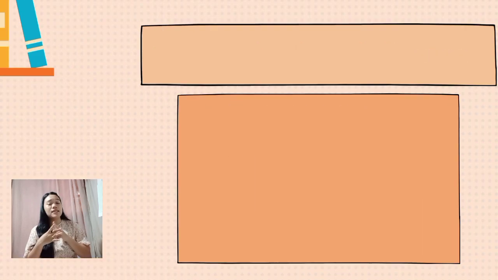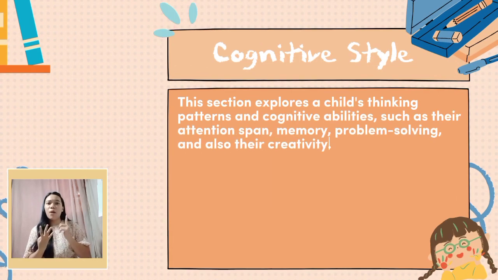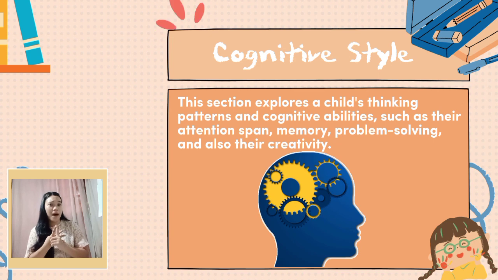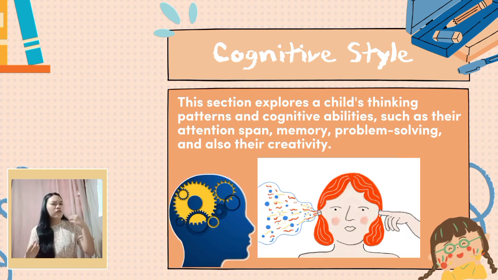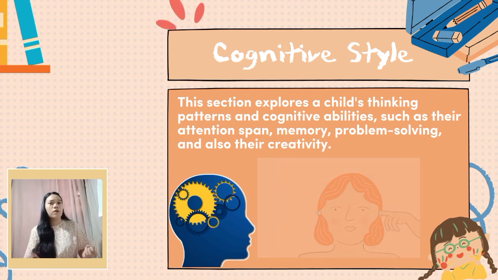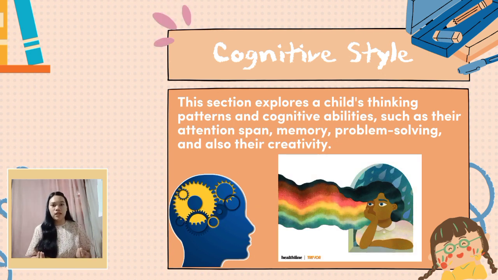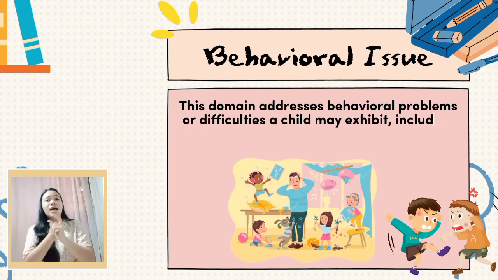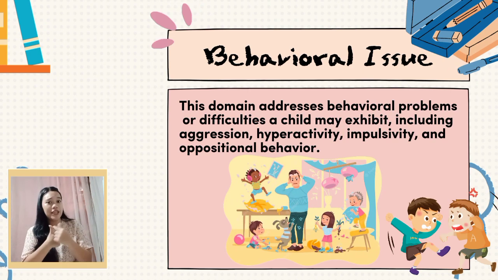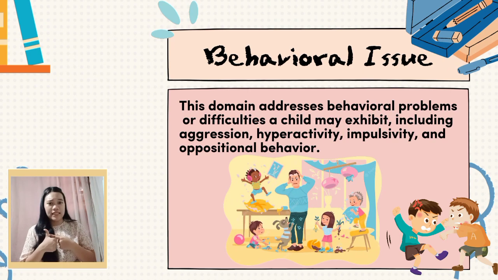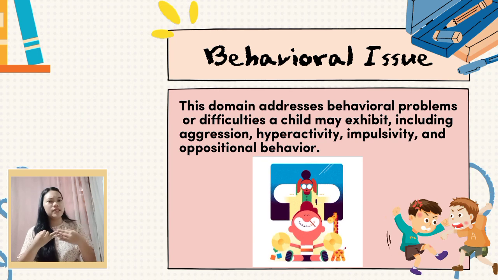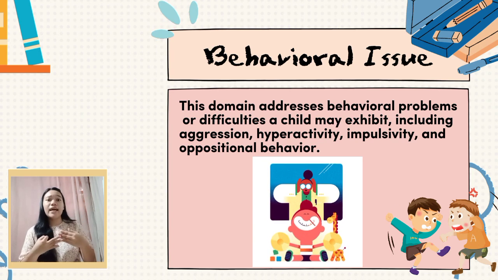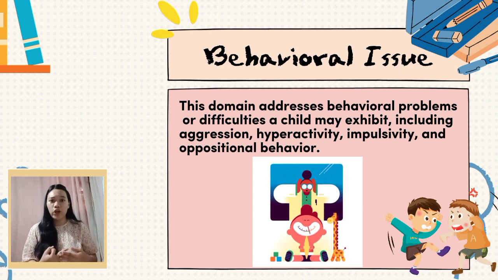Then the fourth one is cognitive style. This section explores the child's thinking patterns and cognitive abilities, such as their attention span, their memory, their problem-solving skills, and also their creativity. The next one is whether a child has behavioral issues. This domain addresses behavioral problems or difficulties a child may exhibit, including aggression, hyperactivity, impulsivity, and oppositional behavior.